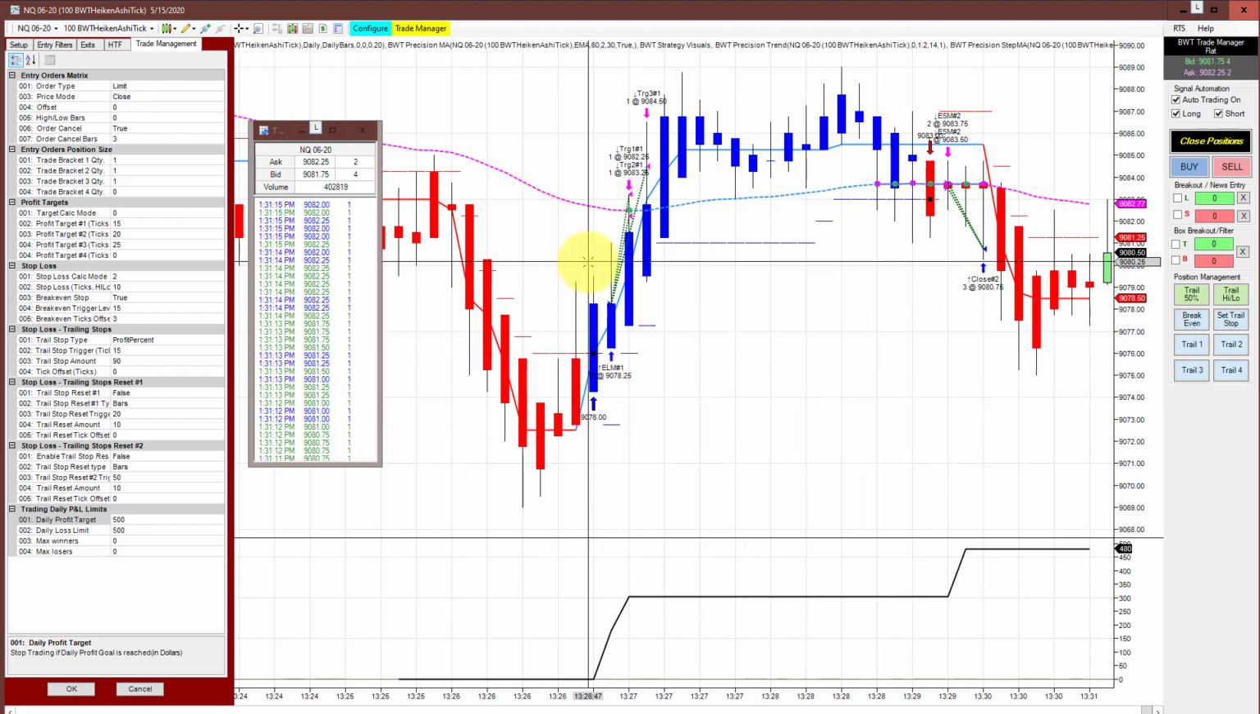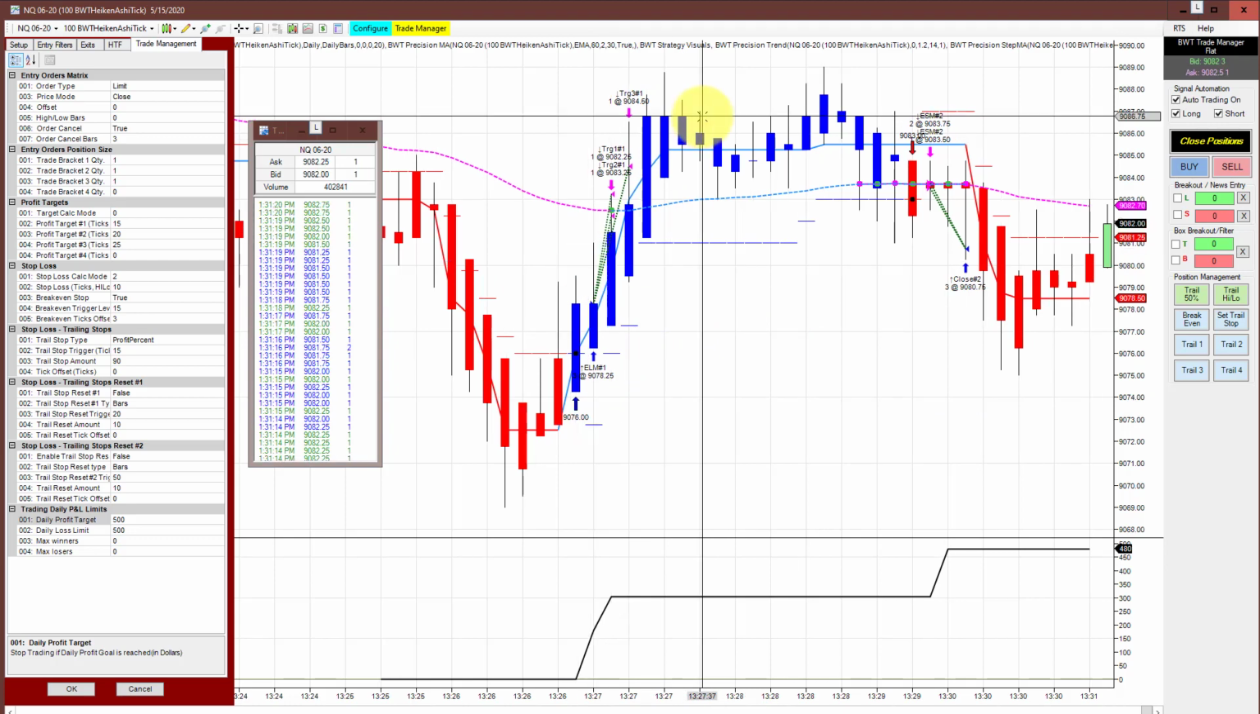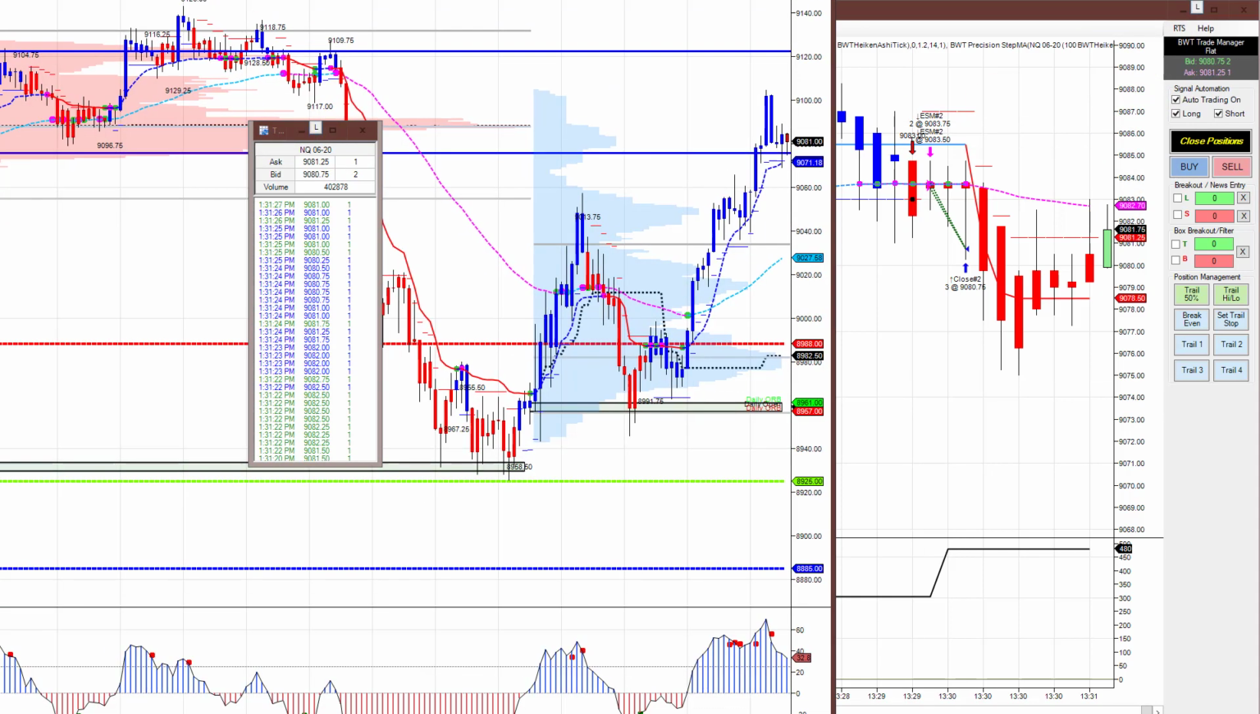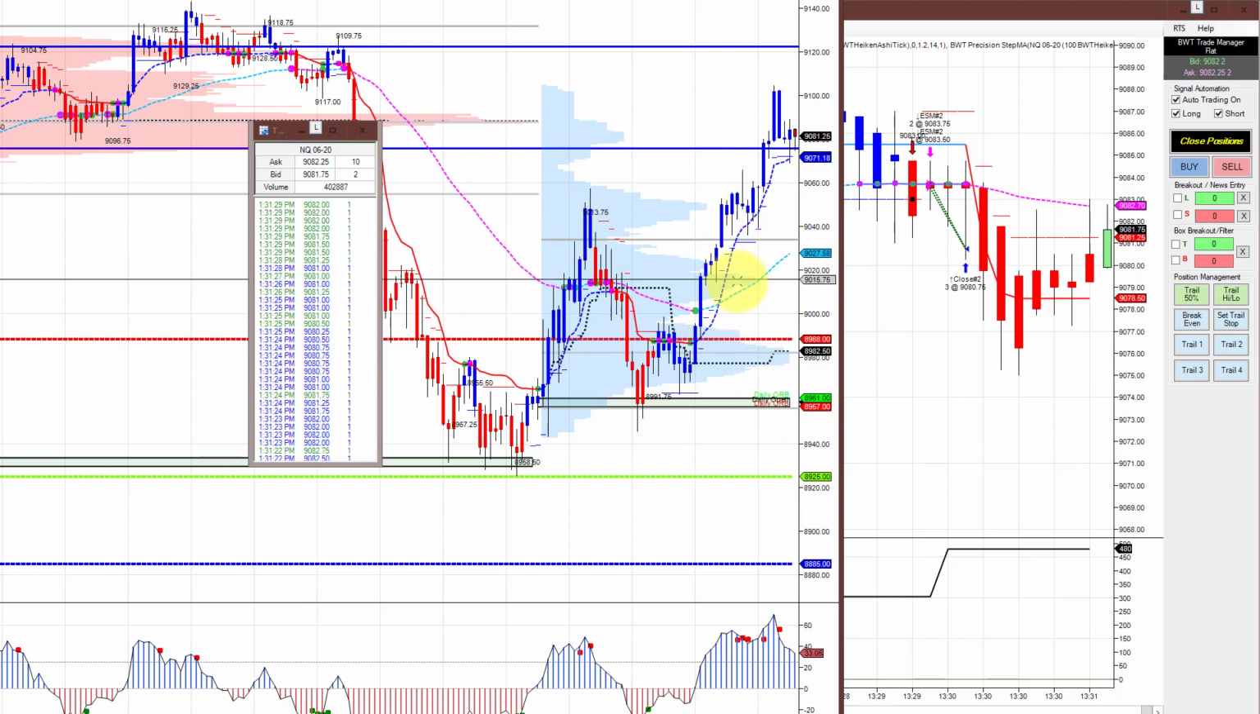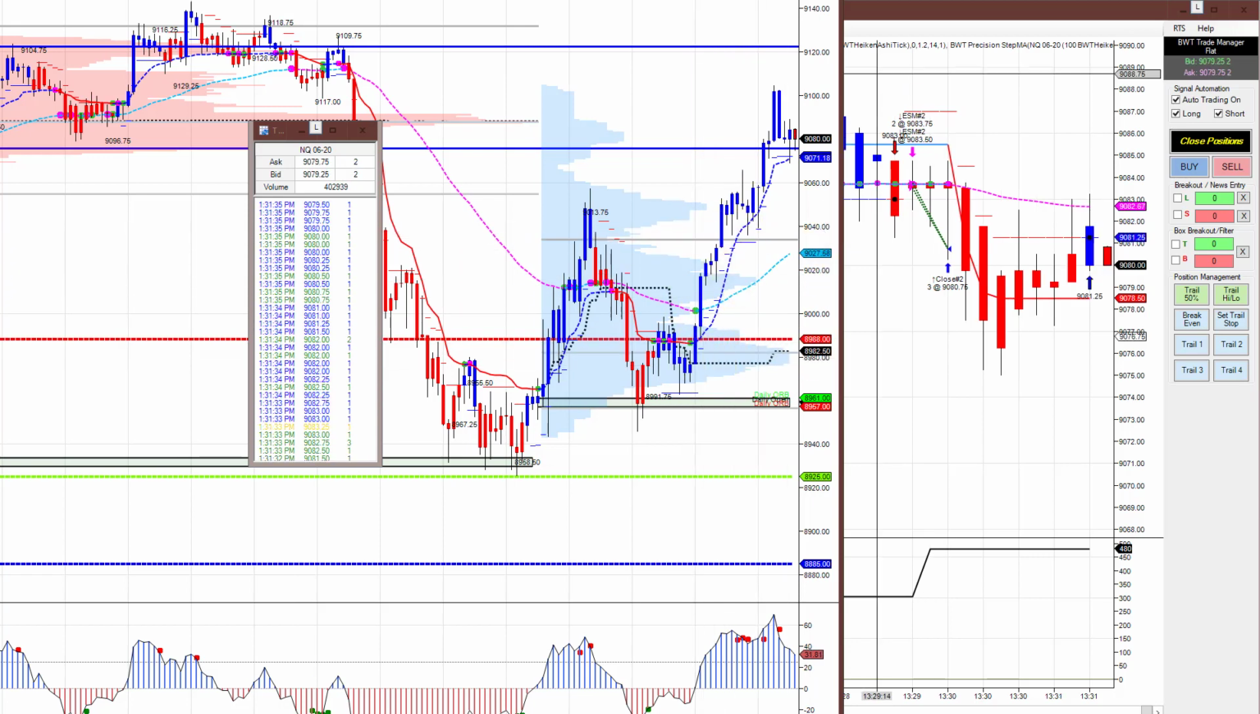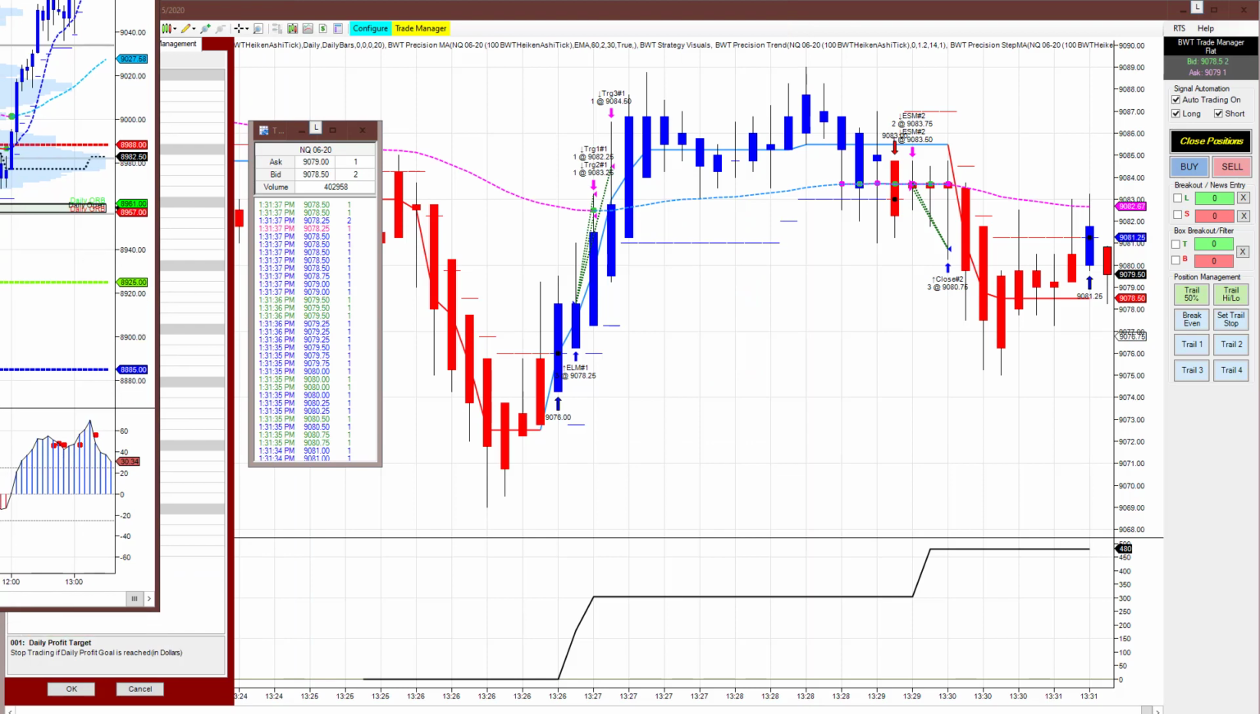So this kind of a strategy could be turned on at any point in the day. You could trade it long only or short only. So if you're in a trending market like this, you could just trade long only. So there's a lot of possibilities with this kind of a strategy.